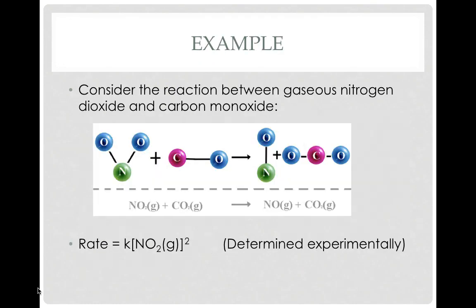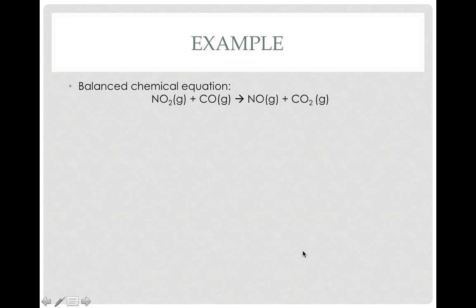So we're going to go and try to analyze a reaction mechanism a little bit further. So let's consider a reaction where we have nitrogen dioxide, NO2, reacting with carbon monoxide. We're told experimentally that the rate law expression for this reaction is R is equal to K times the initial concentration of NO2 raised to the power of 2. And this was determined experimentally. Now, we have this balanced equation.